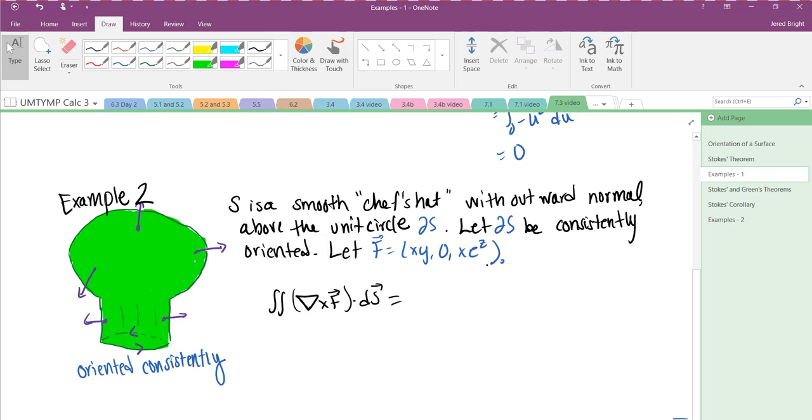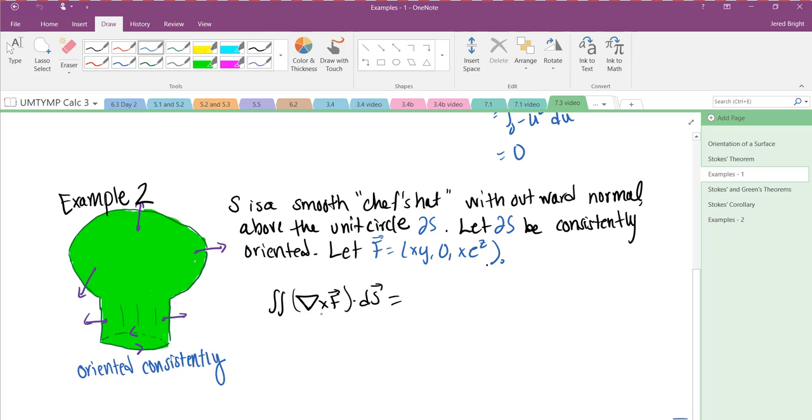Okay, so here S is our chef's hat that is smooth, okay, and these little lines in back here, don't worry about them. That's just to add dramatic effect, as it were. And so we have this oriented in such a way that we have an outward pointing normal, and it's above the unit circle, and the boundary is consistently oriented, okay, as you can see here, and we want to find the vector surface integral, which involves the curl.